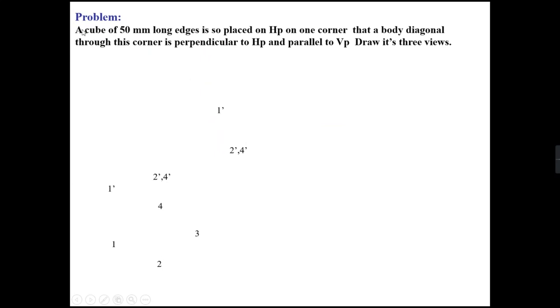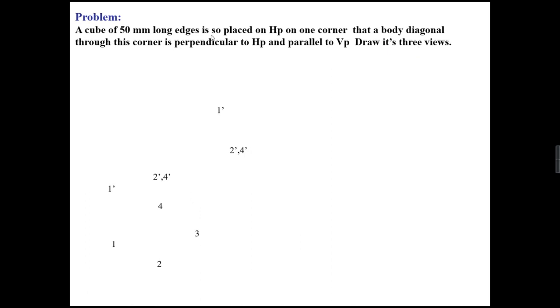Then there is another problem. A cube of 50 mm long edge is placed on the horizontal plane on one corner such that a body diagonal through this corner is perpendicular to the horizontal plane and parallel to the vertical plane. Draw its three views, means front view, side view, and top view.